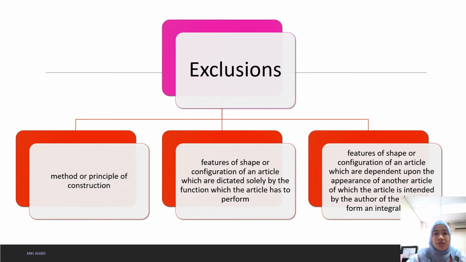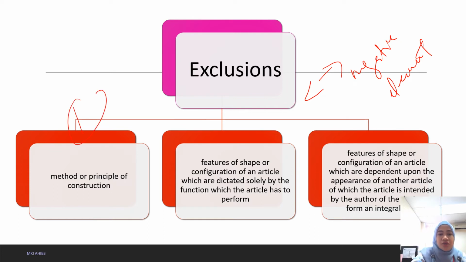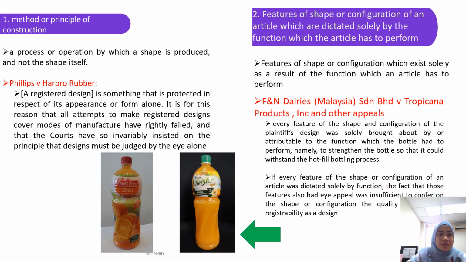Okay, right. So those are the positive elements of the definition under section 3. Now we are moving to the exclusions. So these are the negative elements ataupun negative aspect. There are 3 aspects. First is the method or principle of construction. Second ialah features of shape dictated solely by the function, and third ialah the features dependent upon the appearance of another article.